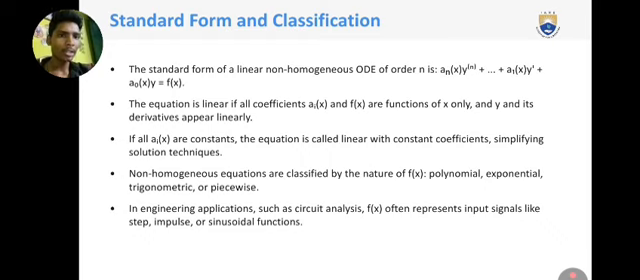Simplifying solution techniques. Non-homogeneous equations are classified by the nature of f of x: polynomial, exponential, trigonometric, or piecewise. In engineering applications such as circuit analysis, f of x is often represented as an input signal like steps, impulses, or sinusoidal functions.